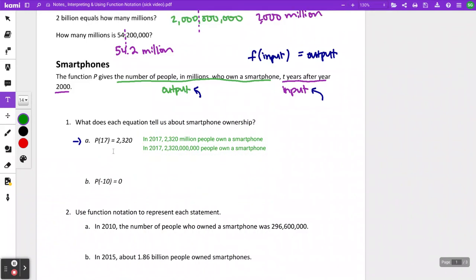So now that you've got an example to work off of, go ahead and pause the video and try part B. Similarly, you're going to come up with a sentence like this that this function notation right here represents. Go ahead, try that now.